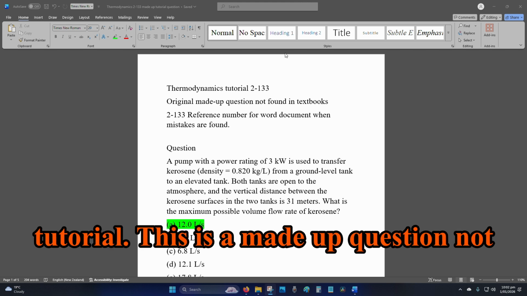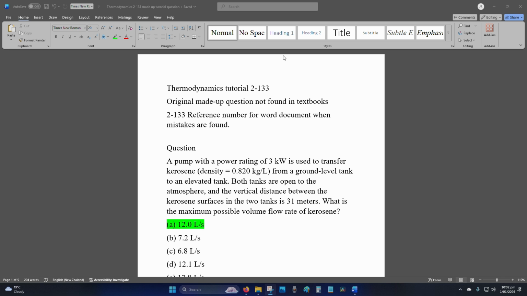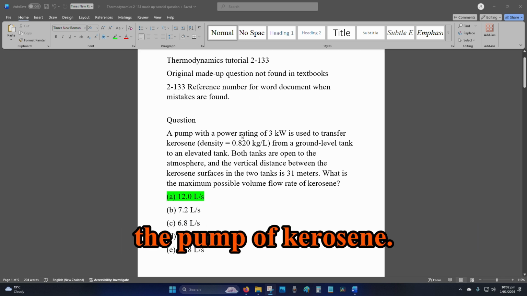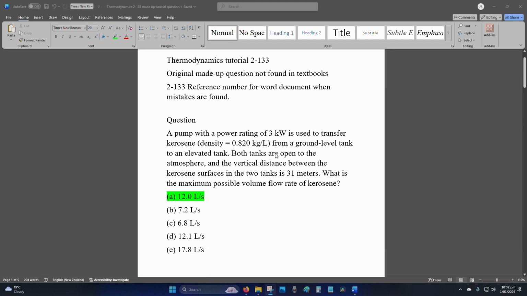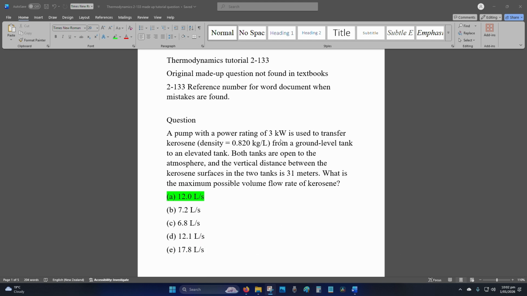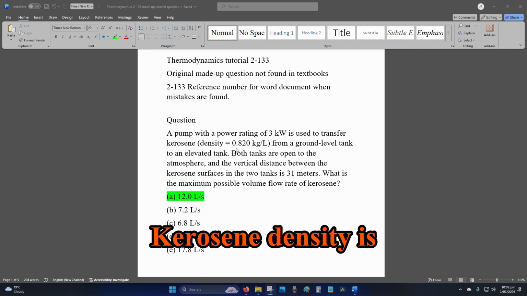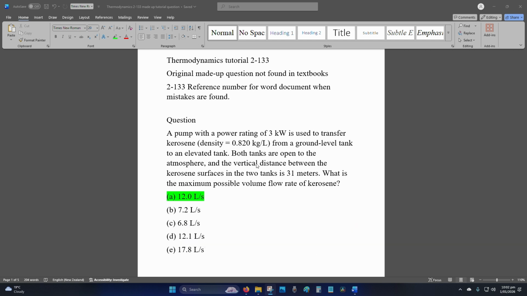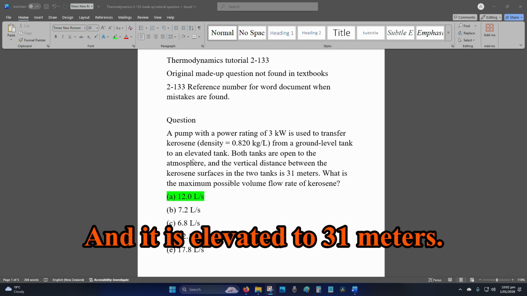This is a made-up question not found in your textbooks. We want to find the volume flow rate for the pump of kerosene. So the pump has a power rating of 3 kilowatts. The kerosene density is 0.820 kilograms per liter. And it is elevated to 31 meters.